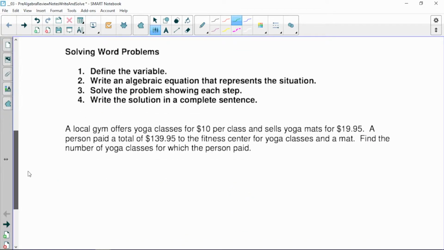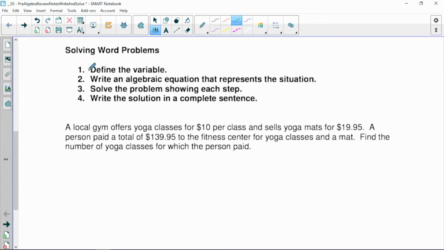When it comes to word problems, there are 4 basic steps. There's define the variable, write an algebraic equation that represents the situation, solve the problem showing each step, and then write the solution in a complete sentence. What we had above were not exactly word problems because they didn't have any context.